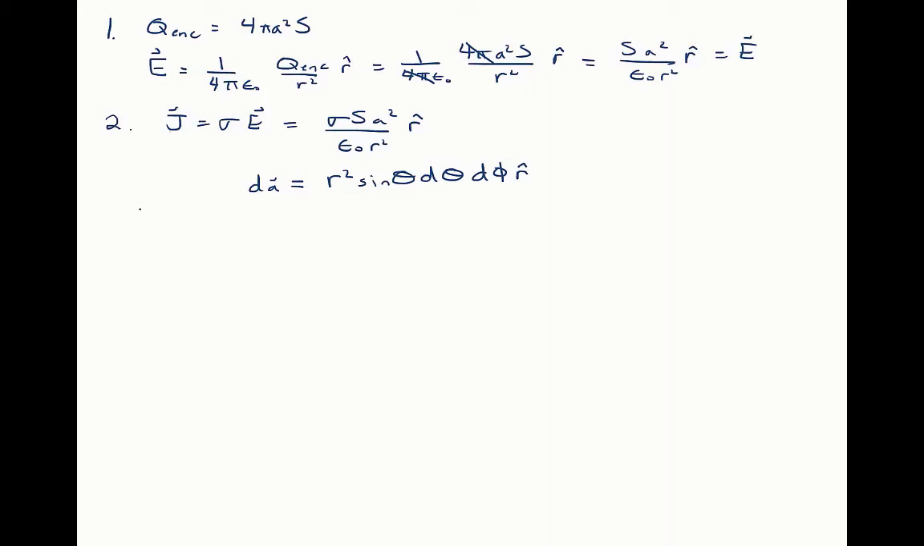Okay, so now we can do our integral, j dot dA. R hat dot r hat is 1. If you set these things up correctly, your dot products are always going to do this. Okay, so we plug all that in.